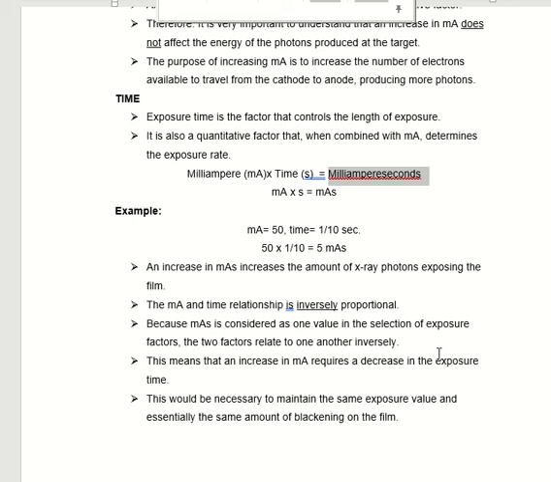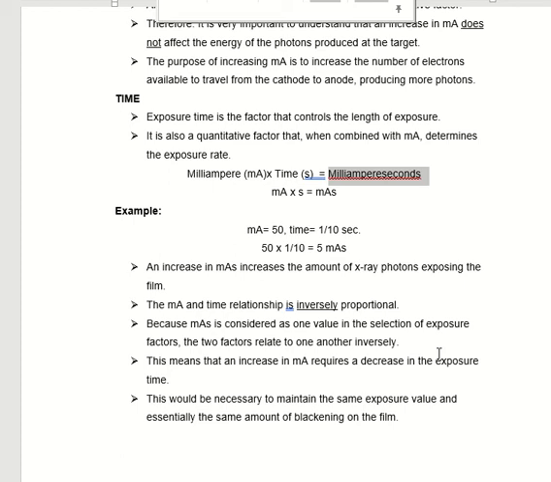We have already discussed the relationship just like before. When they are on the same side of the equation, they are inversely related. But when they are on opposite sides, they are directly related. So this is necessary to maintain the same exposure and essentially the same amount of blackening on the film.